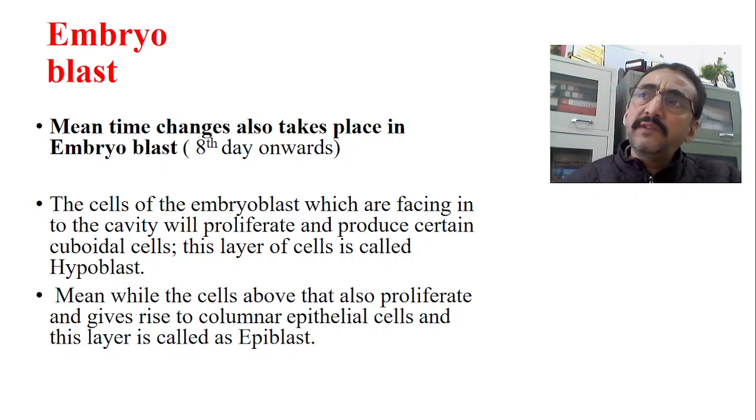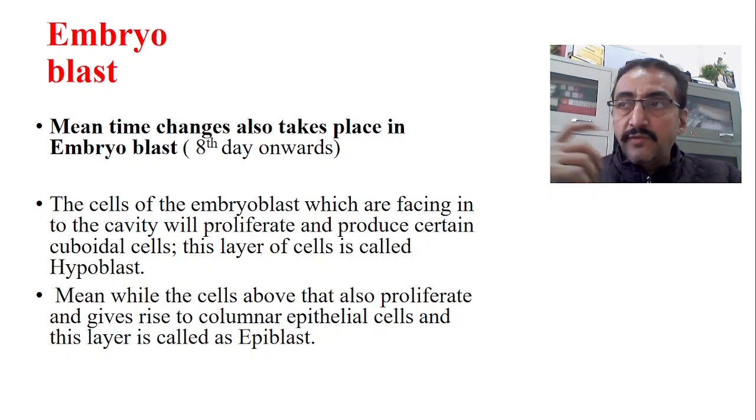So far we are only discussing the changes which are taking place in the outer layer, that is trophoblast. Now what happens to the embryoblast on the 8th day after the blastocyst formation? Today we will see on the 8th day onwards, after the formation of the blastocyst, what actually happens to the embryoblast, which is the inner mass. The cells of the embryoblast which are facing the cavity will proliferate and produce certain cuboidal cells, and this layer of cells is called hypoblast.